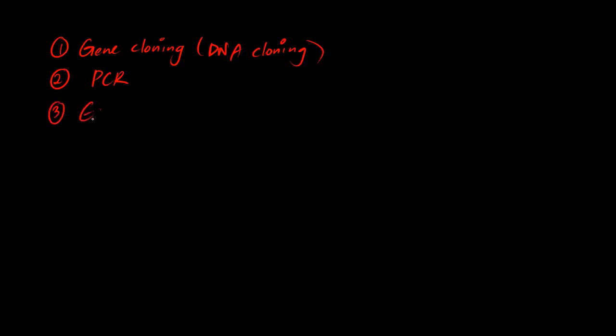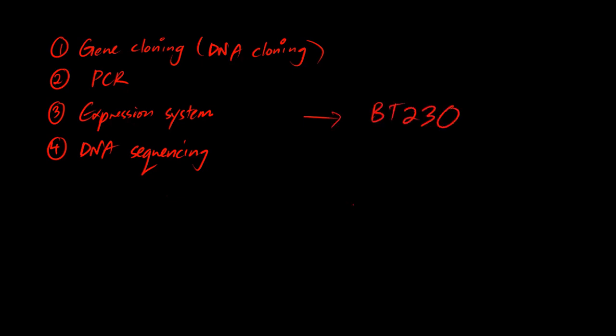We learned about expression systems. Expression systems involve cloning a gene, inserting that gene into an expression vector, and inserting the expression vector carrying your gene into a host expression system that will transcribe and translate your protein. Also, we learned in the previous lecture about DNA sequencing, about one of the next generation techniques of DNA sequencing. All of these techniques or methods to analyze or to study DNA will be discussed in detail, inshallah, in the biotechnology course BT 230.